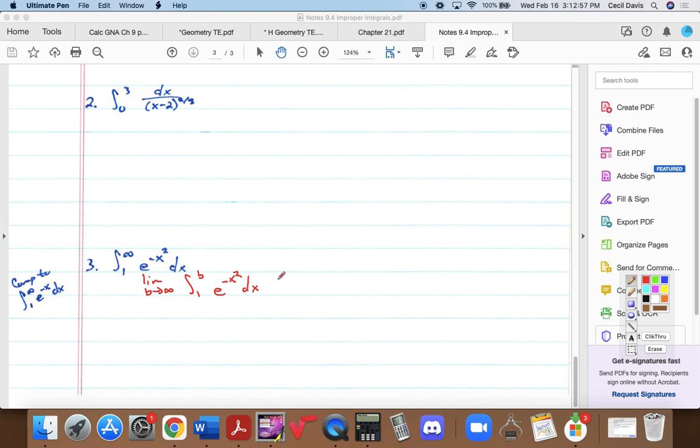However, this is going to be less than or equal to, at all times, the limit as b goes to infinity of the integral from 1 to b of e to the negative x dx. Now, how do I know that? Because this exponent is larger and it's negative, therefore it is smaller than this integrand. So this will be the limit as b goes to infinity. What's the antiderivative of e to the negative x? Negative e to the negative x.